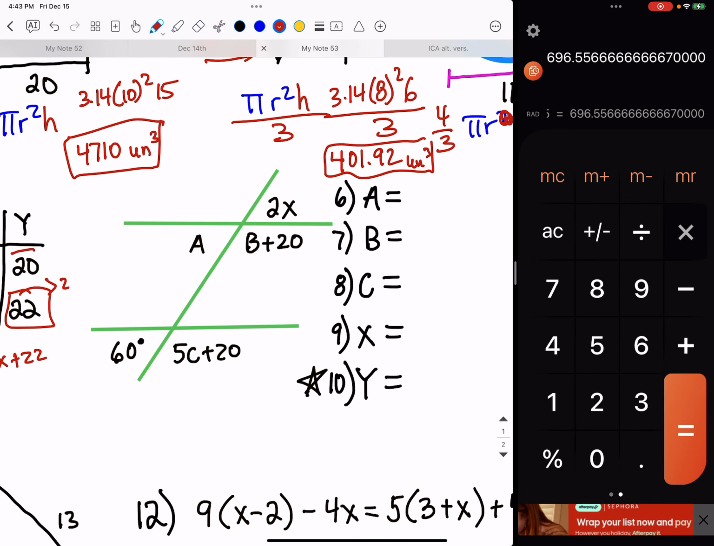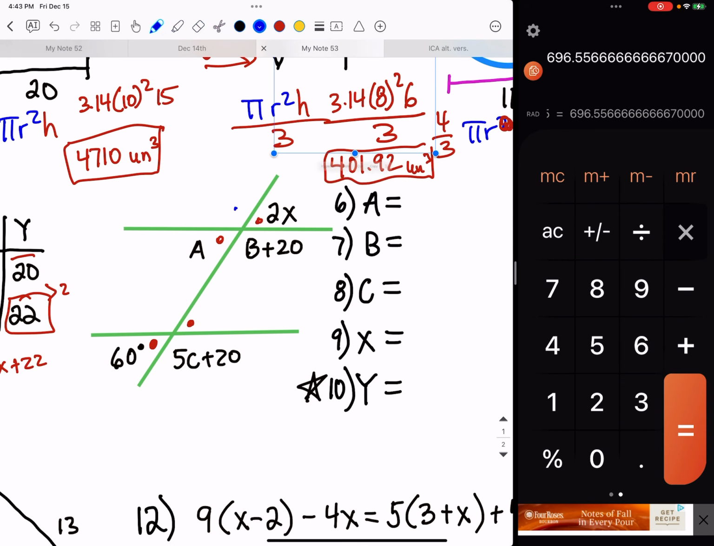Over here, okay, let's see. We have two different types of angles. We have this one and this one, which are the same as this and this. And then we have this and this, which are the same as that and that. So that means if this is 60, this is 60, this is 60, this is 60. The blue ones aren't 60. The blue ones add up to 180 with the 60. So that's 120 because they make a straight line. So 120, 120, 120, 120.